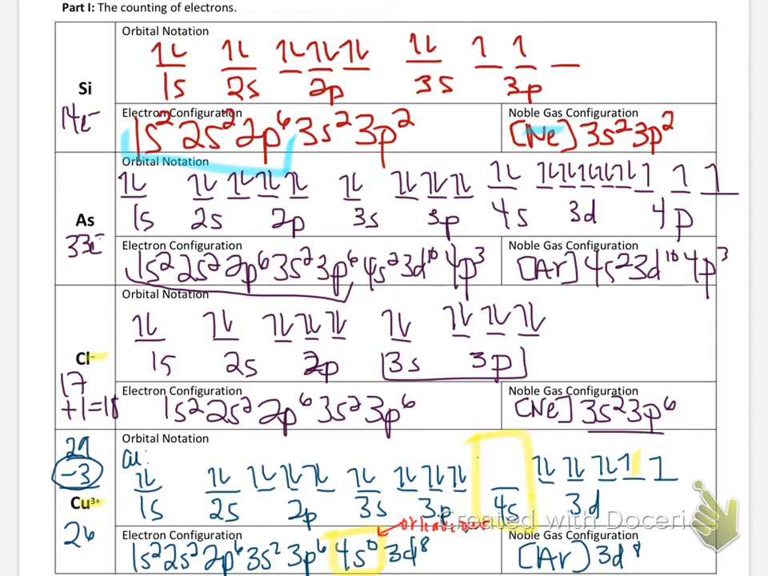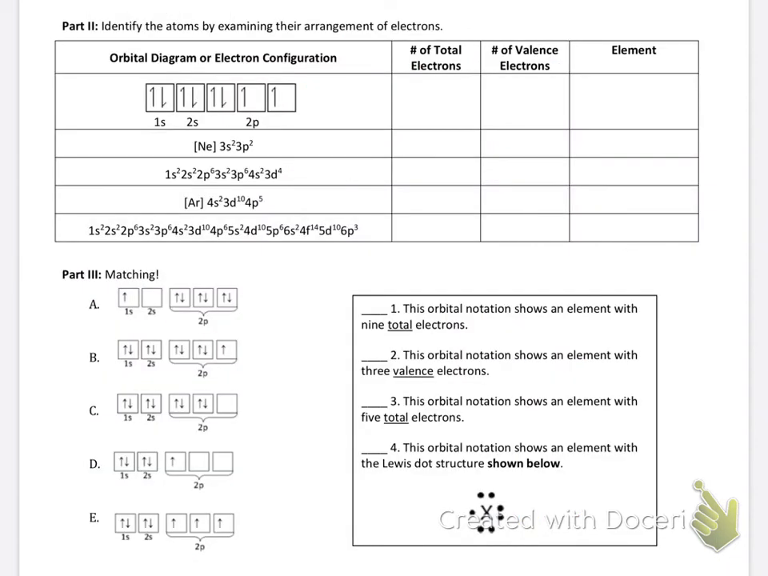Moving on to part 2, practice on page 14, we have a little more things that we need to be able to find from these electron configurations. So in part 2 here, we're looking at the electron configurations or orbital notations that are given to us and finding the total number of electrons, valence electrons, and the element. So total number of electrons, really easy.